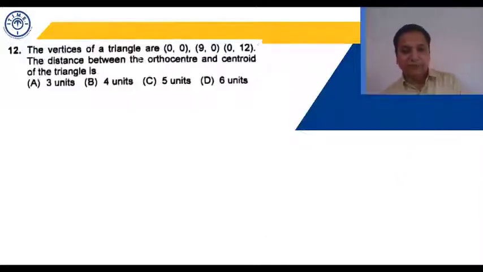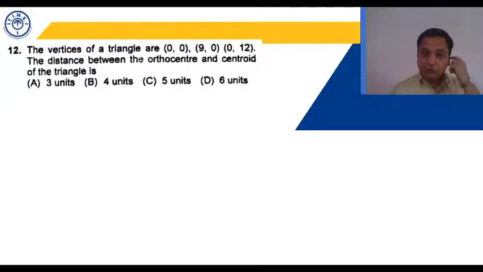Moving further, we move to question number 12. It says the vertices of a triangle are 0, 0, 9, 0 and 0, 12. The distance between the orthocenter and the centroid of the triangle. A difficult question they asked. 0, 0 is the origin. Orthocenter we just learned is the point of intersection of altitudes. Centroid can be easily found if three vertices are given. The formula is x1 plus x2 plus x3 by 3, y1 plus y2 plus y3 by 3. That's the formula for centroid.